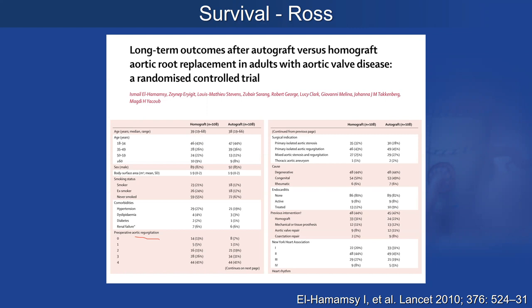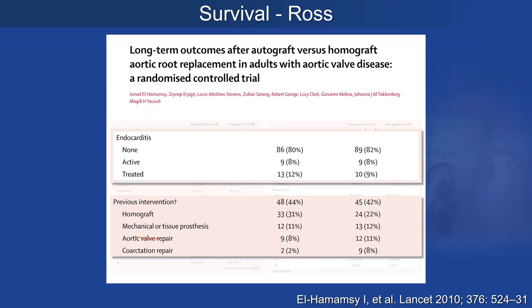The patients were age 39 at the time of surgery, and they're really all-comer patients, unlike what you see in many of the randomized trials where the exclusion criteria are very tight. In this case, 8% of the patients were operated on for active endocarditis, and almost half the patients were redo operations, with the most common previous operation being a homograft root replacement. So by no means were these patients destined to very good long-term outcomes.